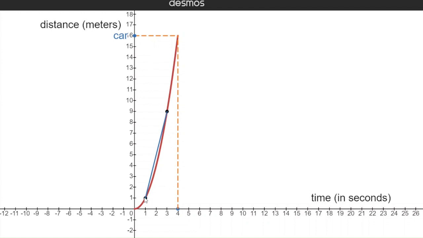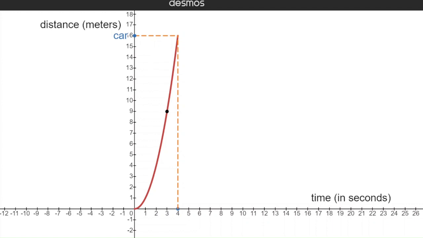So it traveled 4 meters per second in that 2-second interval. Now that's the slope of a secant line. If we wanted to figure out exactly how fast the car is moving at time t equals 3 seconds, what we need to do is find the slope of the tangent line at time t equals 3.